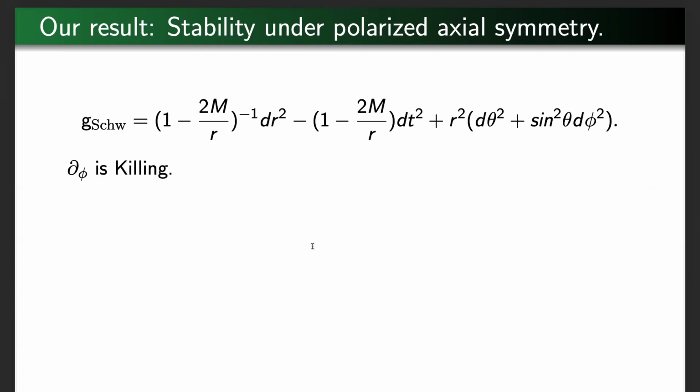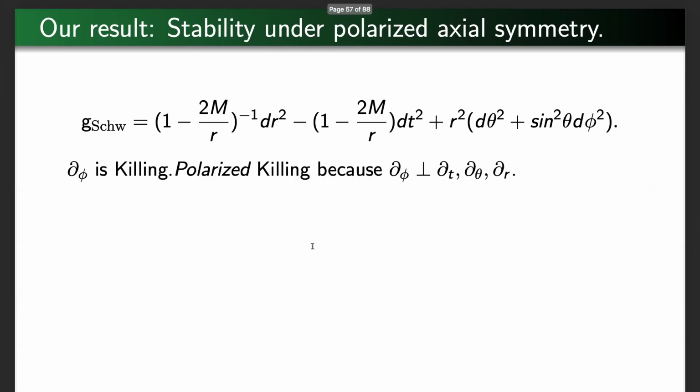Okay, so let's recall, to introduce the perturbation, Schwarzschild has many Killing fields. Let's focus on d theta now. So d theta is a rotational Killing field. And the rotational Killing field is polarized, which means that d phi is normal to all the other directions. There's a splitting of the metric. There's no g phi t, no g phi theta, right? There's a splitting of the metric for Schwarzschild. So this condition is called polarized axisymmetry.